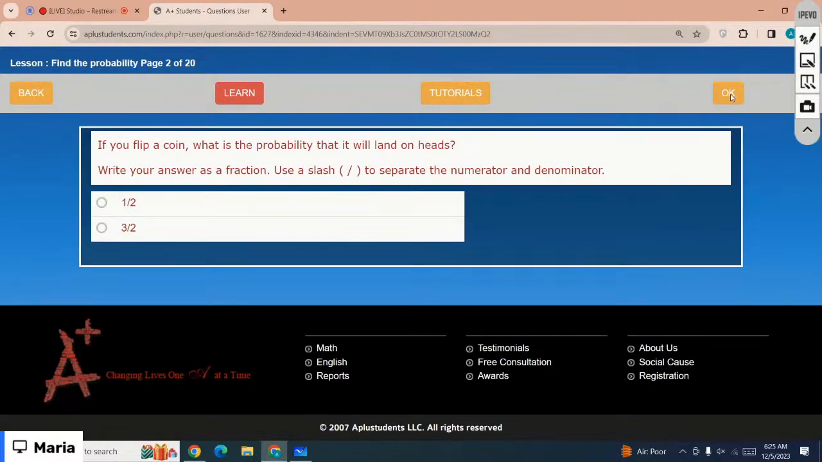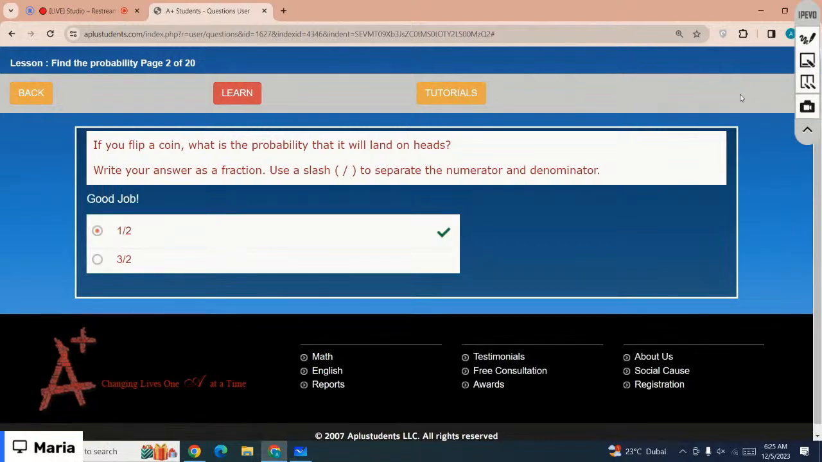You flip a coin. What is the probability it will land on heads? Which is the correct option? When you flip a coin, you have only two options. Either it will land on head or tail. So the probability it will land on head is 1 out of 2. The total choices are 2 and only one of them is head, so that is 1 out of 2. Very good.